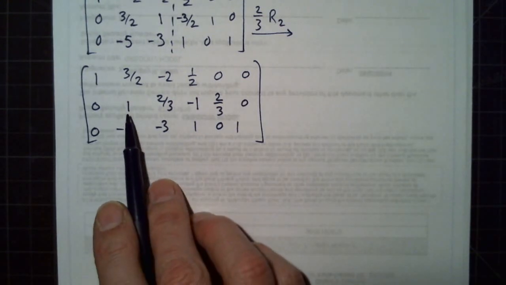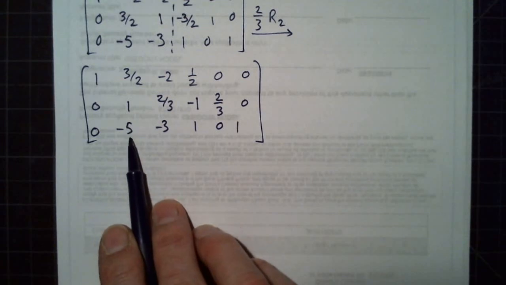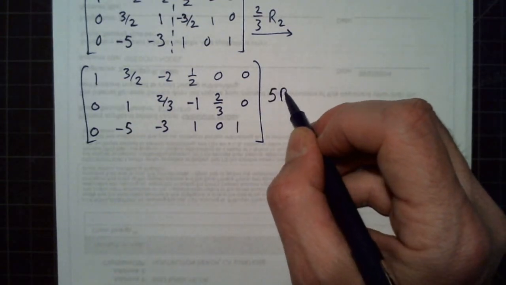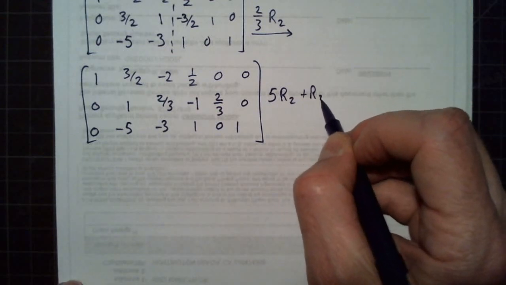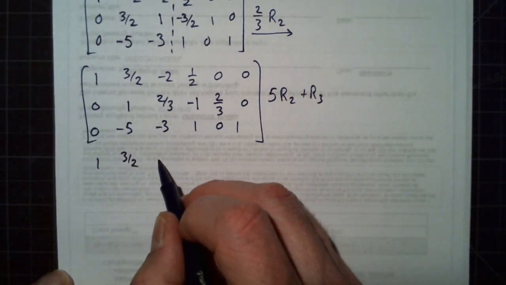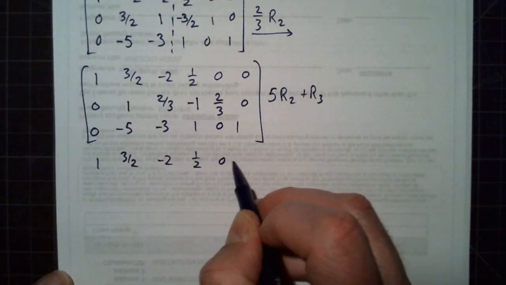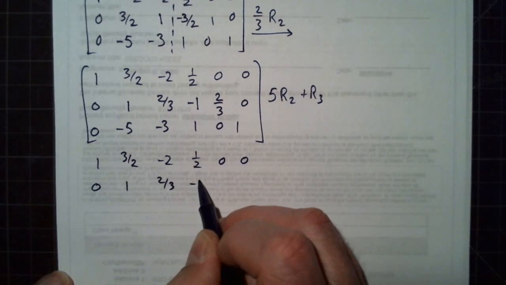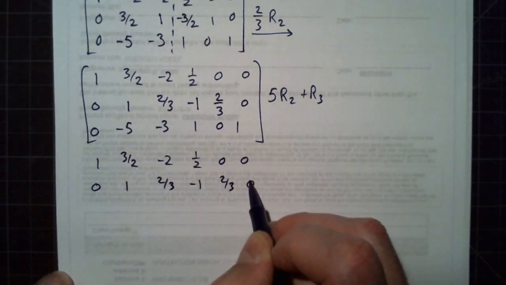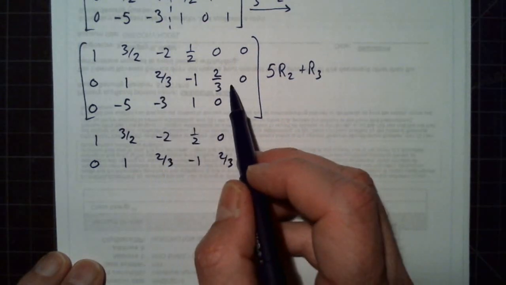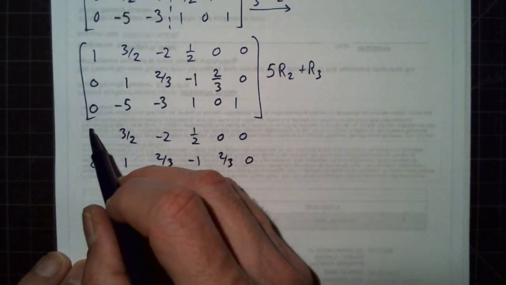So now we want to use the 1 to cancel the negative 5. That means we're going to do 5 times row 2 plus row 3. So I haven't changed row 1. I'm not going to change row 2. I'm going to change row 3.